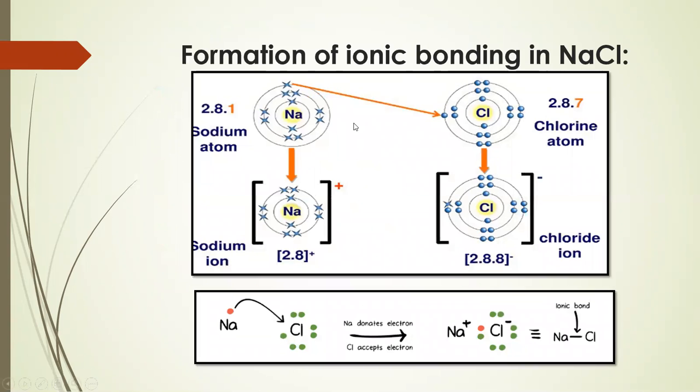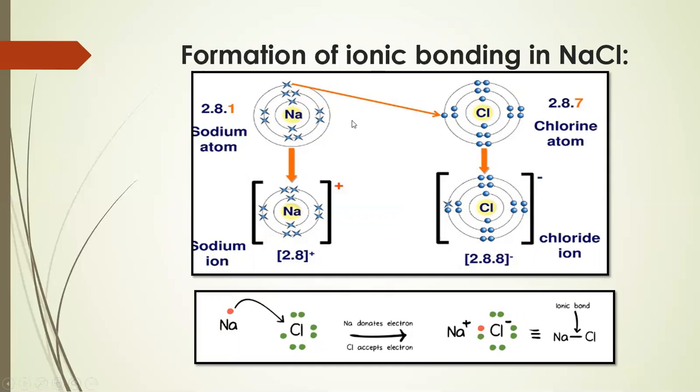In this slide, we are showing the formation of ionic bonding in NaCl. We know that Na is sodium and Cl is chlorine. Sodium belongs to group 1A, which is electropositive. Chlorine belongs to group 7A, which is highly electronegative. It means sodium has a low IP and is very willing to lose its electron, and chlorine is highly electronegative and has a greater love for electrons.